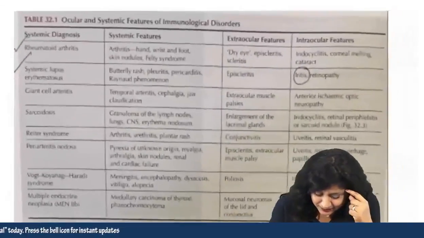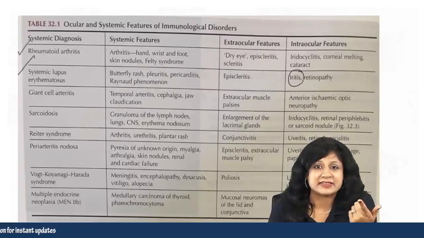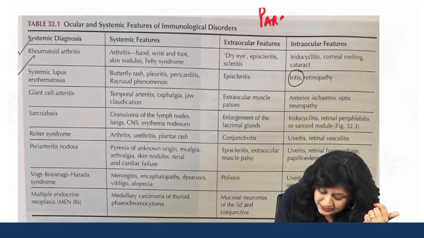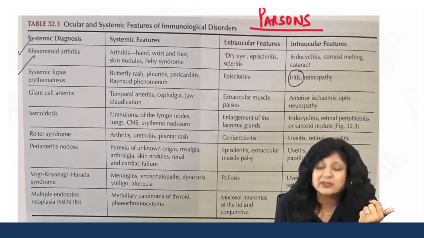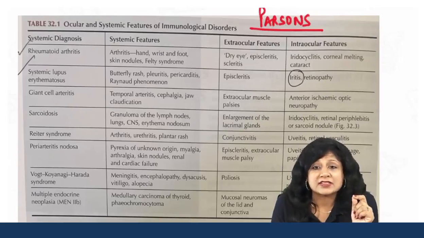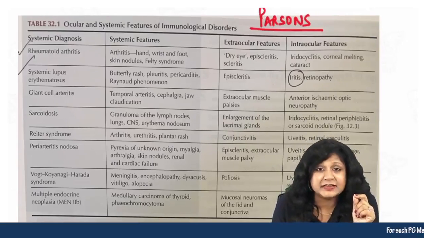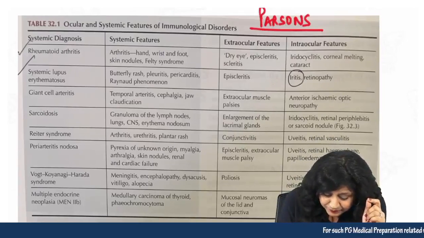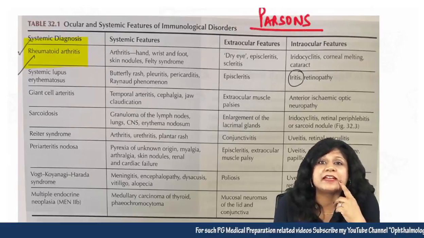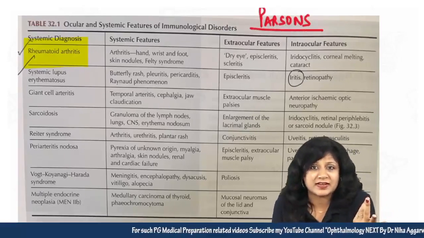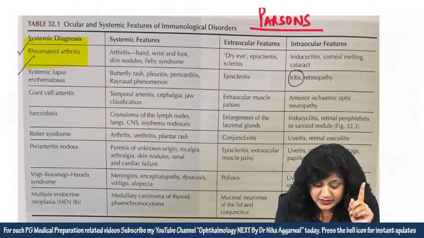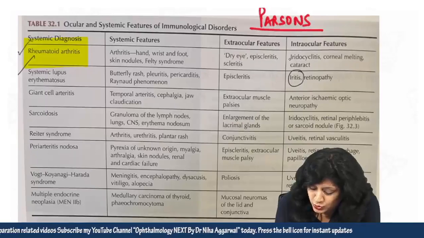Now see, if you remember the Parsons series that I am sharing, if you look at this Parsons table, this is one textbook that you cannot ignore at your level. Your Parsons book says clearly that rheumatoid arthritis, see, most people say that it is juvenile rheumatoid arthritis that is associated with anterior uveitis and arthritis, but this table says rheumatoid arthritis also shows iridocyclitis.